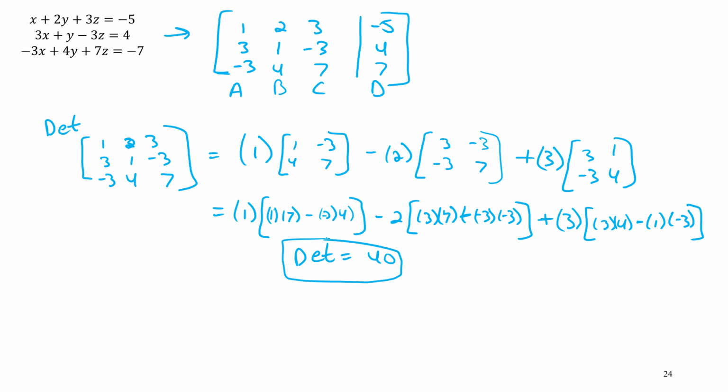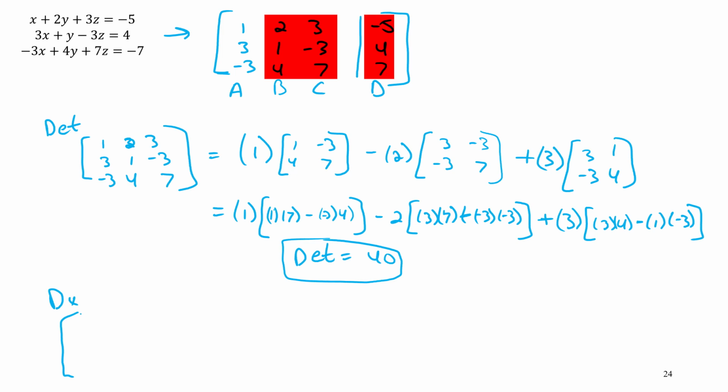So now we're going to look at doing the d of x. So our small matrix would be, we're keeping the b and the c, and we're replacing the d for the a column. So we'll have negative 5, 4, 7, and then we have the 2, 1, 4, and 3, negative 3, negative 7, excuse me.